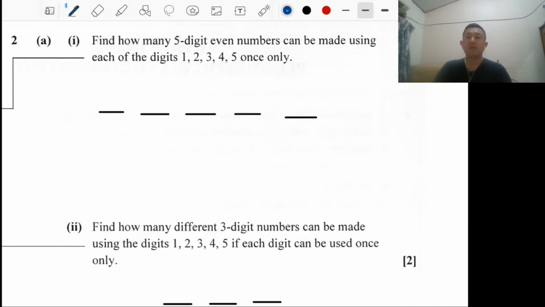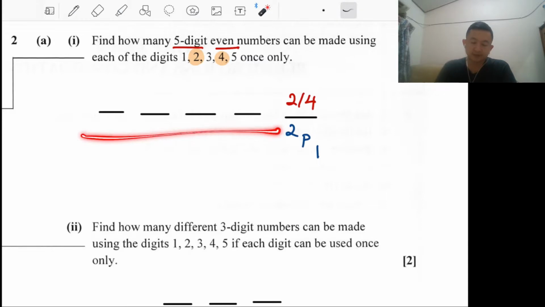Okay, find how many 5-digit even numbers. The keyword here is it must be 5-digit and it must be even. To make it even, the last slot is constrained. There's a little bit of criteria for the last slot. In order to make it even, you can only put either 2 or 4, right? 2 or 4, meaning you have 2 digits and you need to pick 1, 2P1.